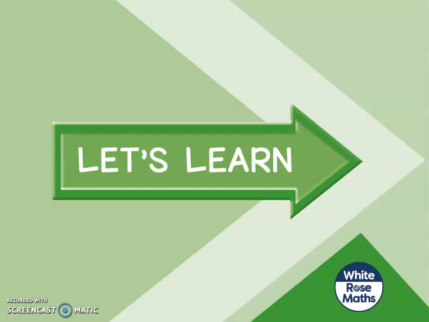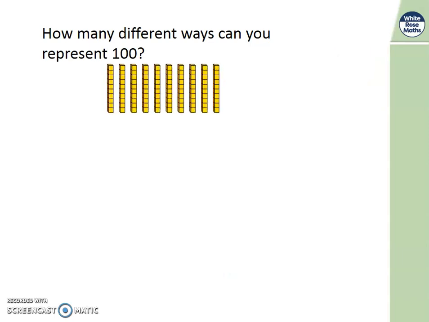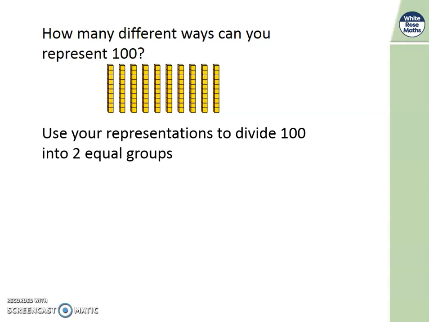Let's learn then for today. We're going to use everything we've just looked at to help us in our learning. How many different ways could you represent 100 using things you might have in your home? Have a think. Here you can see I've made one using my base 10. I have made 10 groups with 10 in each, so that is 100.